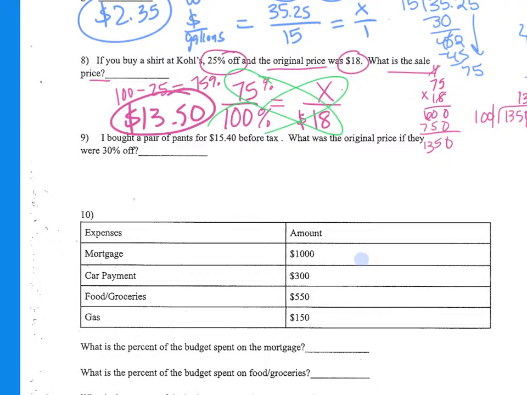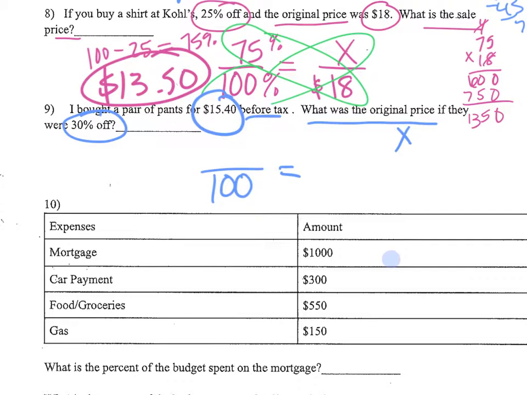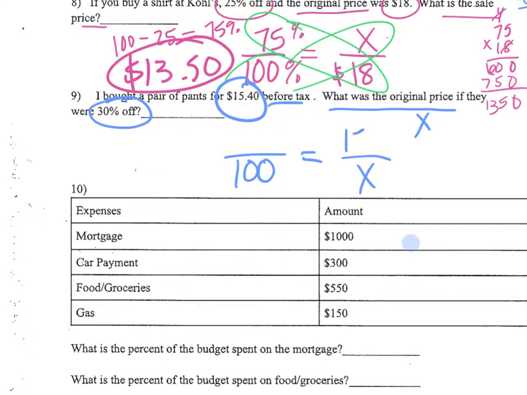I bought a pair of pants for $15.40 before tax. What was the original price? That's what I don't know this time. If they were 30% off, I know one of the ratios is going to be out of 100 because we're talking about percents. And my original price has got to go on the bottom. But do I know the original price? Did they give me the original price? No, that's what I'm trying to figure out. That's what it's asking me. But how much did I pay? Do I know that? $15.40. So I can put that up there.